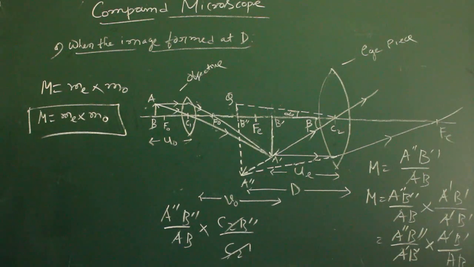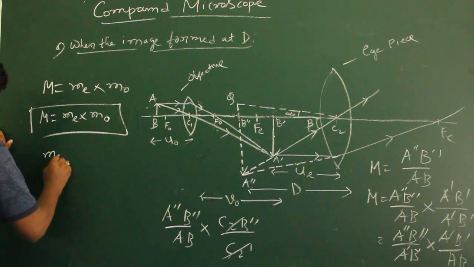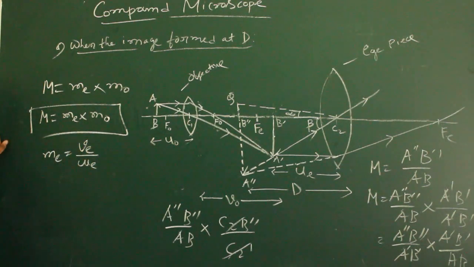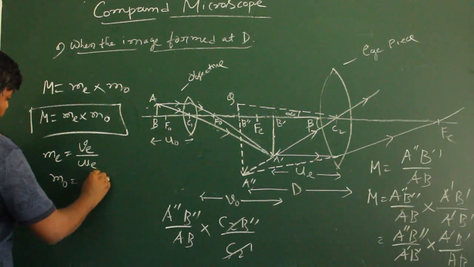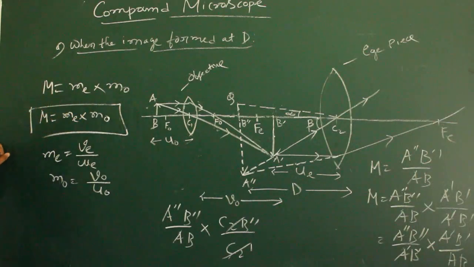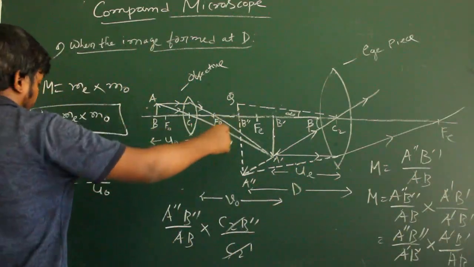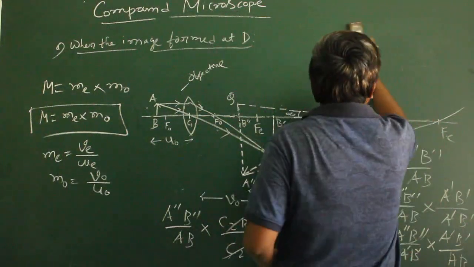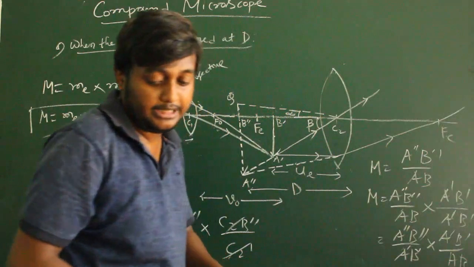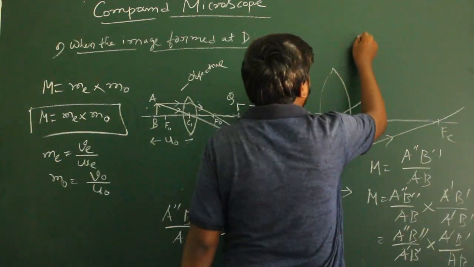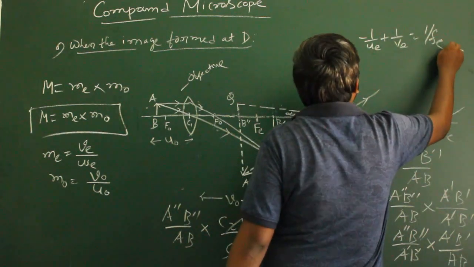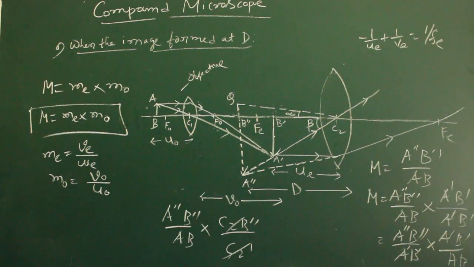So again, ME equals V by UE, and M naught you can write as V naught by U naught, by the formula. If we apply the lens equation for the eyepiece lens, I have written here the lens equation of the eyepiece: minus 1 by UE plus 1 by VE equals 1 by FE.